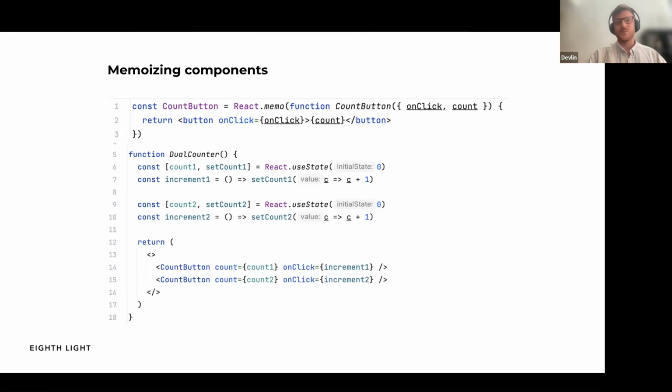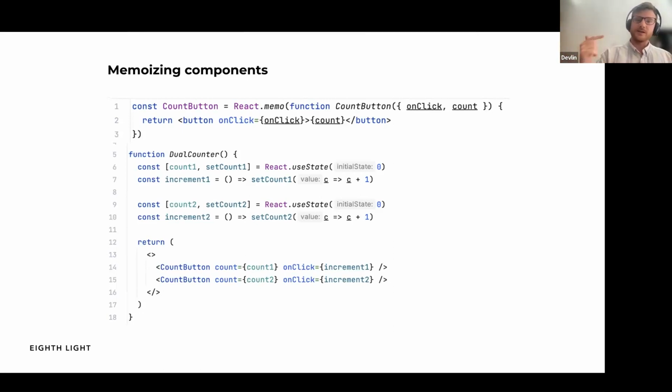They're different utilities. So all that I've done is wrap the CountButton in this memo function. And the way it works is that you literally just plonk your functional component directly inside this React.memo wrapper. And then the component will only re-render if one of its props changes.